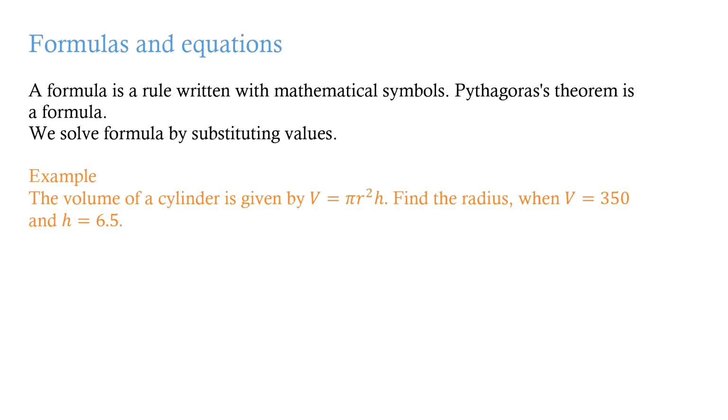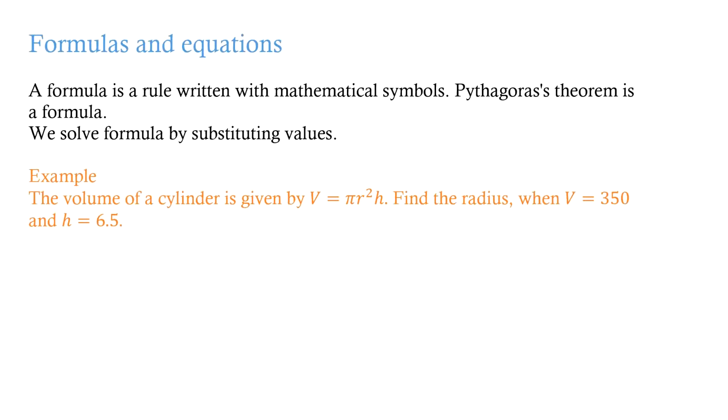So in our example we have the volume of a cylinder is given by V equals pi r squared h, where V would represent volume, r would represent the radius, and h would represent the height of the cylinder. This question is asking us to find the radius given that the volume is 350 and the height is 6.5.